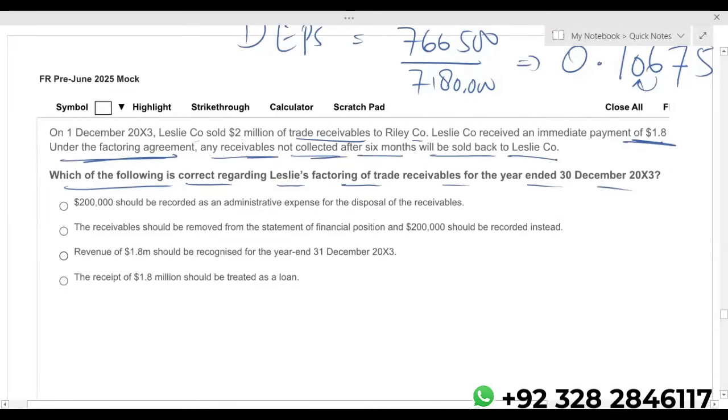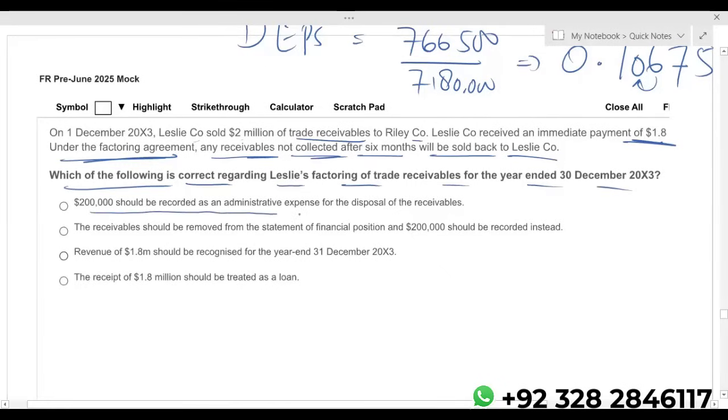Now listen, look at the arrangement. You are saying I have sold my trade receivable having carrying amount 2 million for 1.8 million. I've received 1.8 million, but there's an arrangement: any amount which the factor company has not received, I have to return. Now my question is, if the factor company was unable to collect even a single dollar, can I say whatever amount 1.8 million you have received, you have to return each and every amount? So logically your debts are not sold. Whatever amount you have received, technically it is your liability.